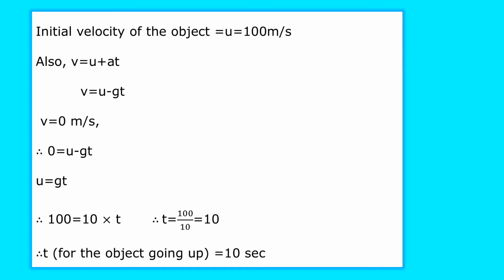Now according to Newton's first equation of motion, we can write v = u + at, that is v = u - gt. But here the final velocity is equal to 0 meter per second. So therefore 0 = u - gt. So u = g × t. Therefore 100 = 10 × t. So t = 100 upon 10, that is equal to 10. So the time required for the object going up is equal to 10 seconds.